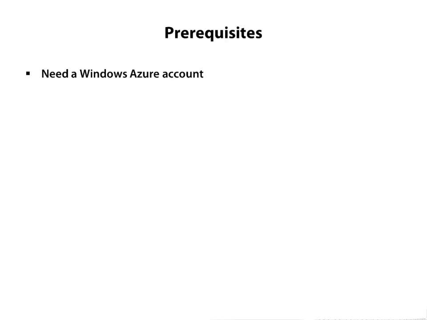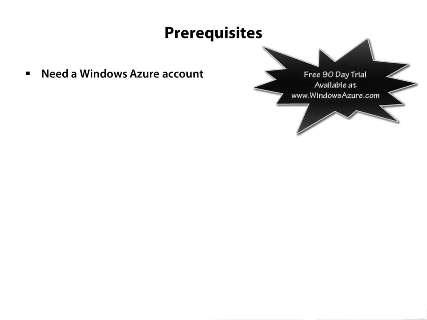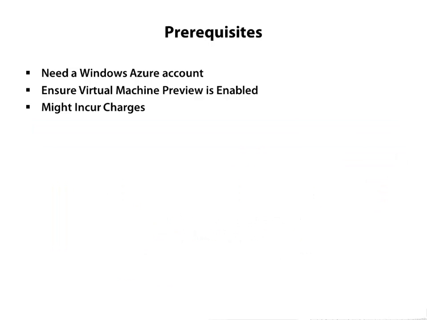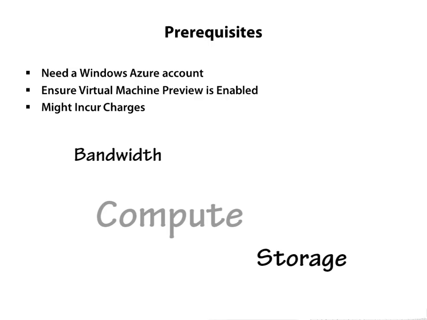In order to complete the demo shown at the end of this section, there are a few prerequisite items that need to be covered. First off, you will need a Windows Azure account. The exact details of creating an account are outside the scope of this module. Currently, Microsoft is offering a free 90-day trial of Windows Azure, which includes some basic usage each month. Once you have a Windows Azure account, you will need to ensure that the Virtual Machine Preview feature is enabled. This is done inside the Management Portal. Another important piece to point out is that even though Virtual Machines is a preview feature, you will still be charged for using them. Charges will include bandwidth usage, storage usage, compute usage, and storage transactions.